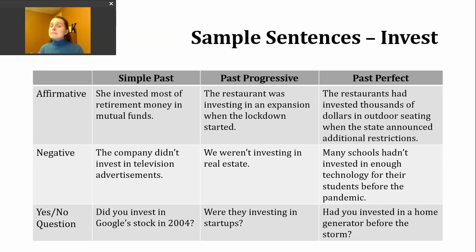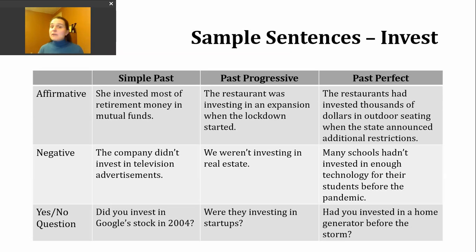Now, if I want to make a negative sentence in the simple past tense, I'm going to use did not and the base verb. So in the simple past tense, particularly with negative sentences, I don't use that ed form of the verb. Let's look at another example. The company didn't invest in television advertisements.